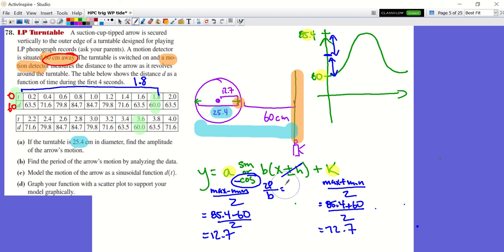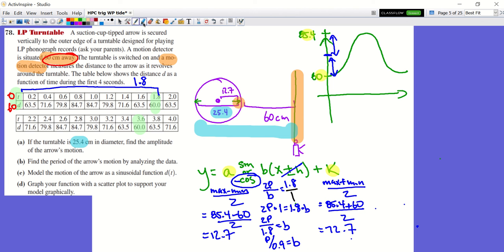Remember, our formula is 2 pi over b equals your period. Then you cross multiply, and you essentially get 2 pi times 1 equals 1.8 times b. And you divide both sides by 1.8, and you essentially get 2 pi over 1.8 equals b, or b equals pi over 0.9.